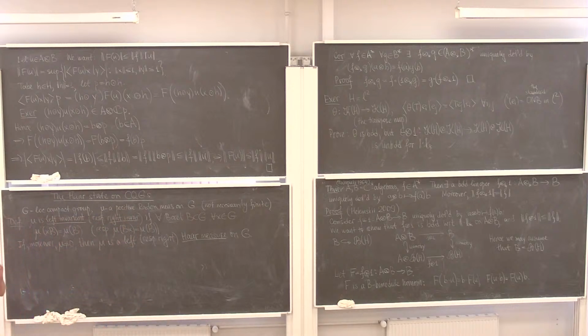It is named after Alfred Haar, a Hungarian mathematician who was a PhD student of Hilbert. And he's famous not only for the Haar measure, but also for the so-called Haar system, which is a special orthogonal family of functions which plays an important role in applied mathematics.